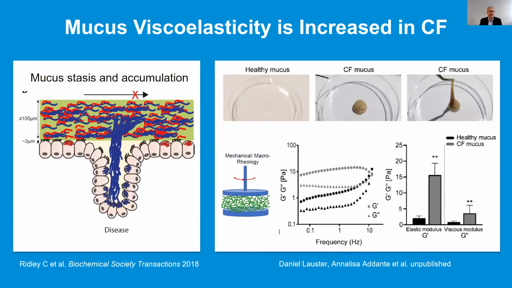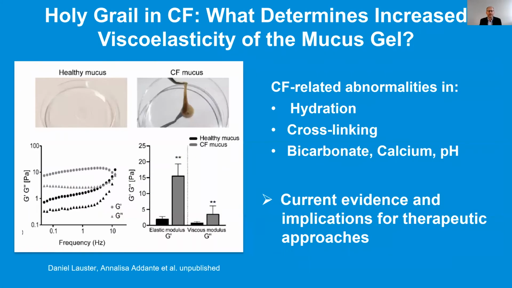In cystic fibrosis, this system fails and mucus accumulates in the airways, and this failure has long been related to increased viscoelasticity that can classically be measured by mechanical rheology, as shown here, showing an increased elastic as well as viscous modulus of CF compared to healthy mucus.